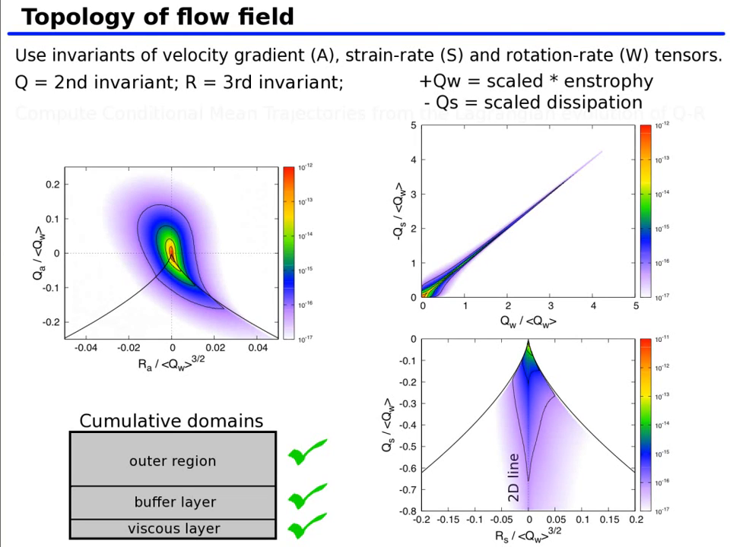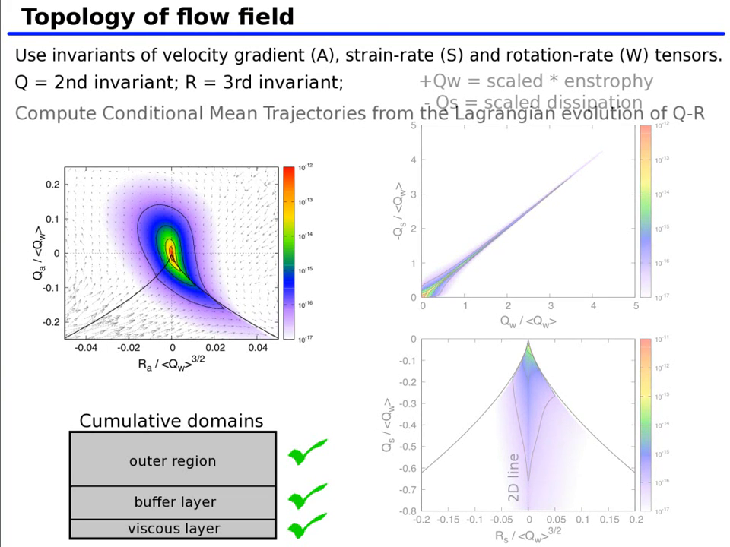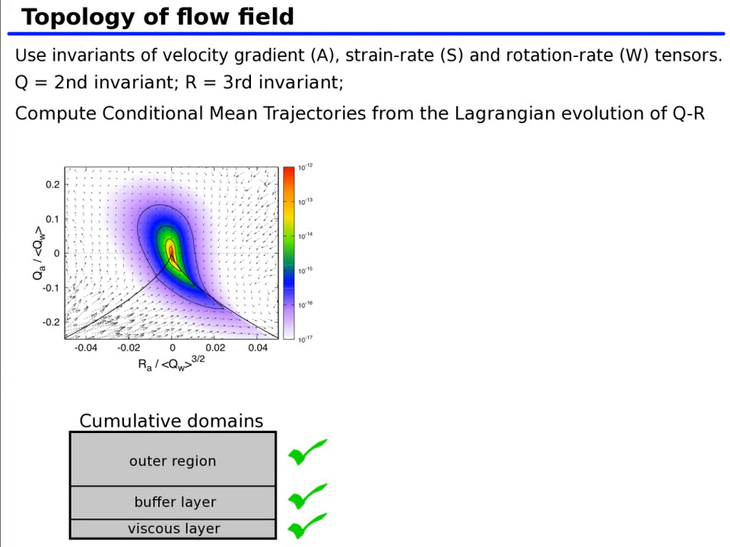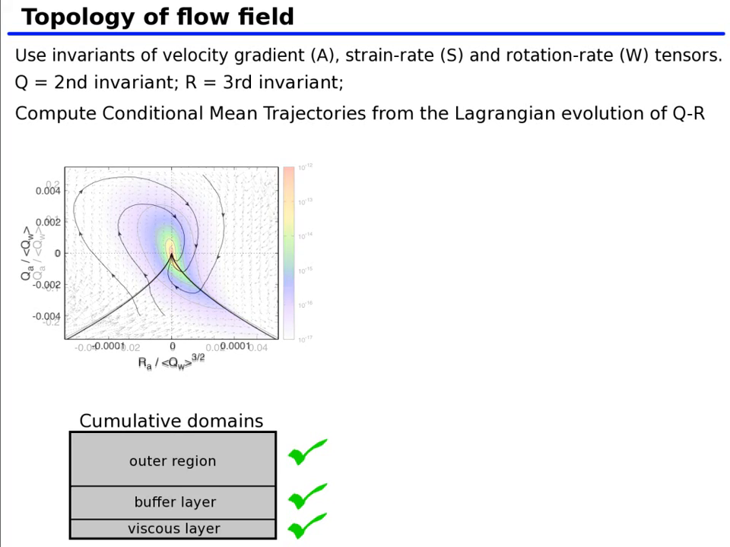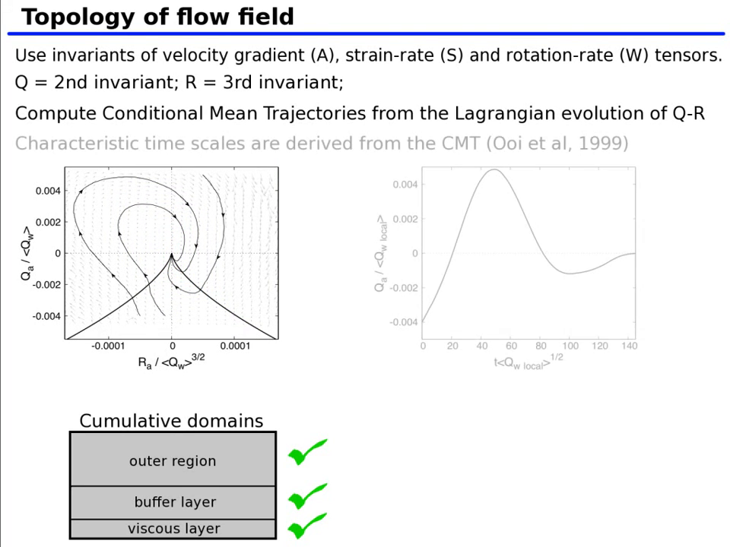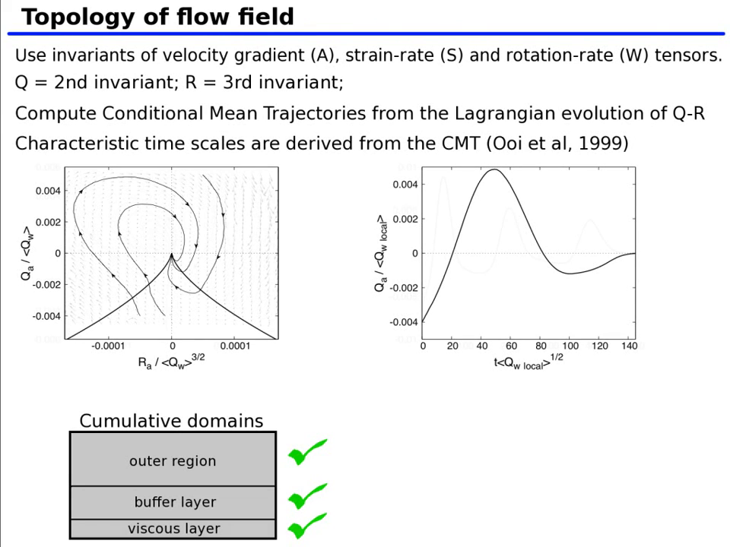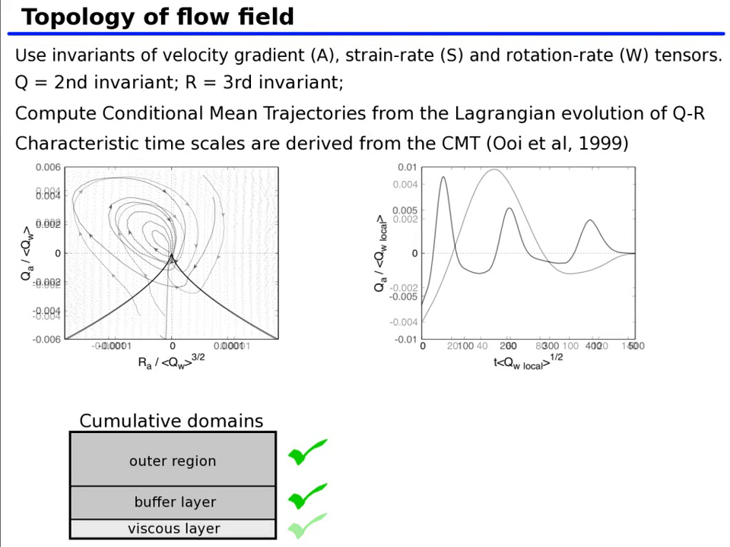We studied the Lagrangian evolution of QA-RA invariants using the method of conditioned mean trajectories proposed by Wu and co-authors in 1999. The conditional mean trajectories are computed from the conditional Lagrangian vector fields, which are shown superimposed on the plot. From these trajectories, we obtain characteristic timescales associated with the topological changes of structures in the different layers of the wall-bounded flow.